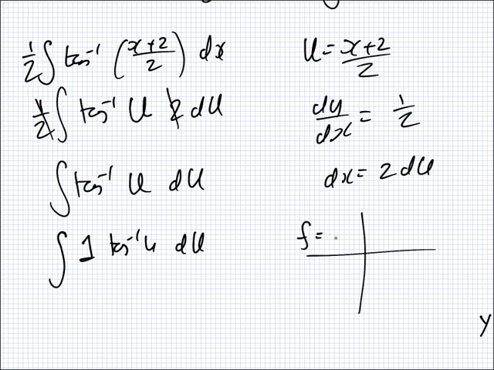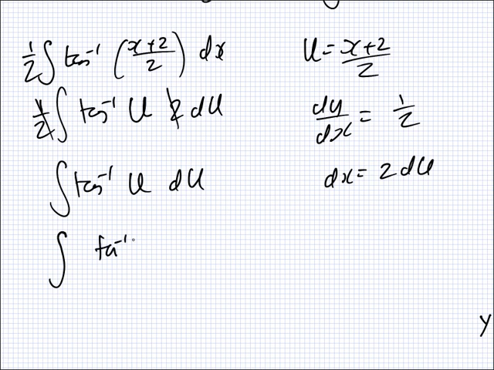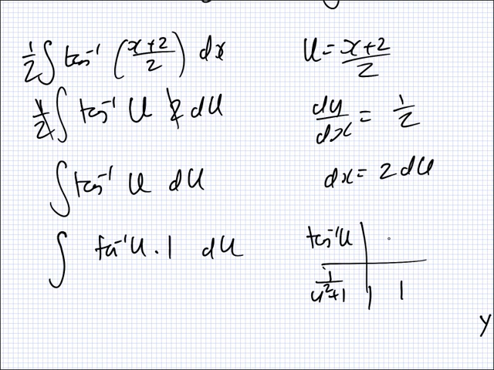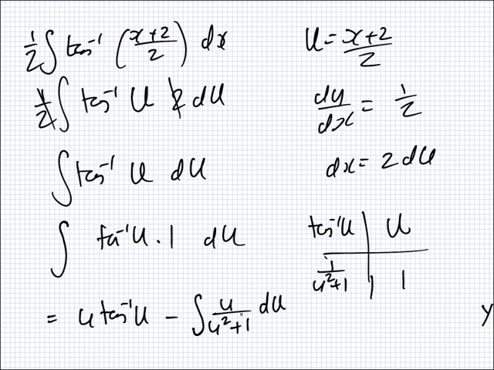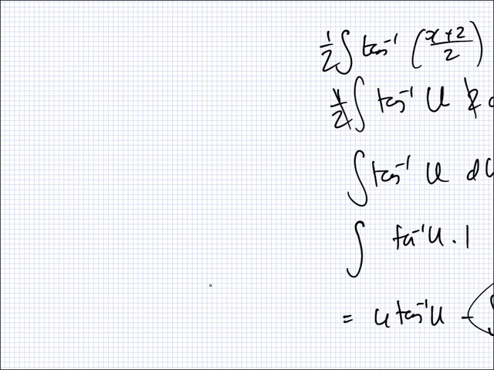Do I have that backwards? Sorry, I have my 1 in the wrong place. It's tan inverse u times 1 du. So f is tan inverse u, and its derivative is 1 over u squared plus 1, and g is 1, and its integral is u. So this becomes u tan inverse u minus the integral of f derivative times g, that's u over u squared plus 1 du. Now, I have a new side problem: integrating u over u squared plus 1.